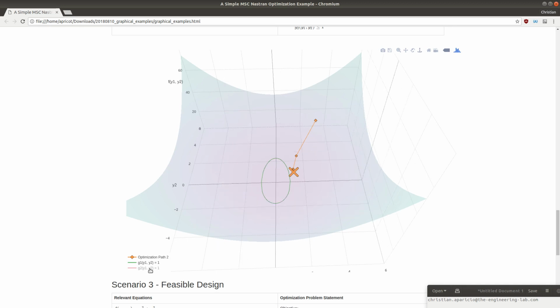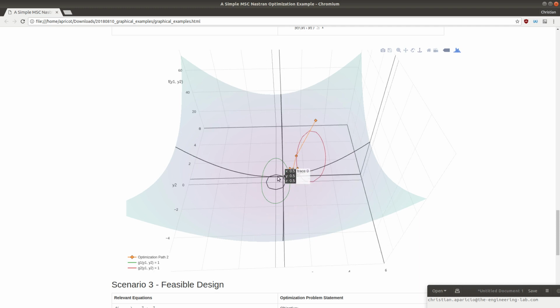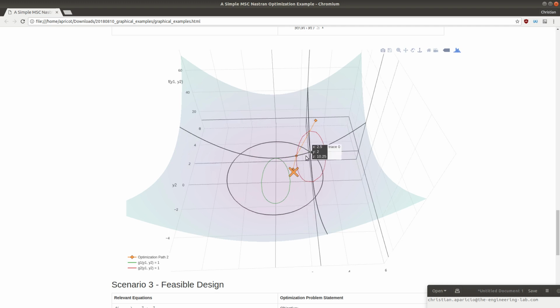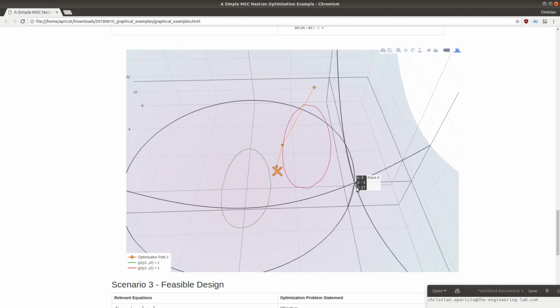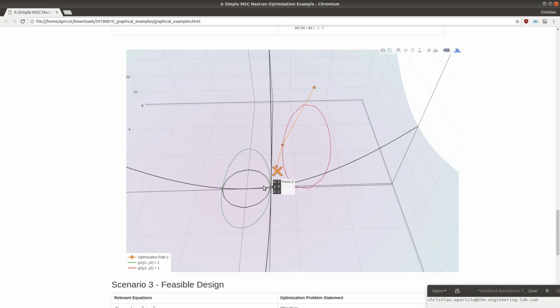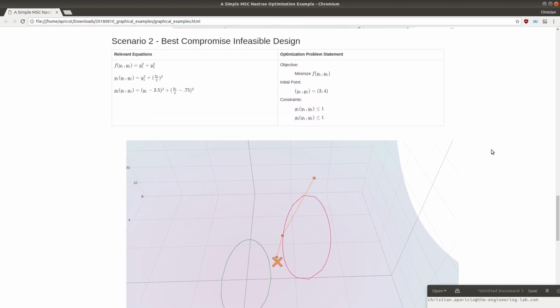In this video, what we are going to say is that any design that's inside of the green ellipsoid and any design that's inside of the red ellipsoid is a valid design. Now, you might be scratching your head at this point and saying there's no design that is inside both the green and the red ellipsoid. And that is true. This is why this is known as the best compromise infeasible design.